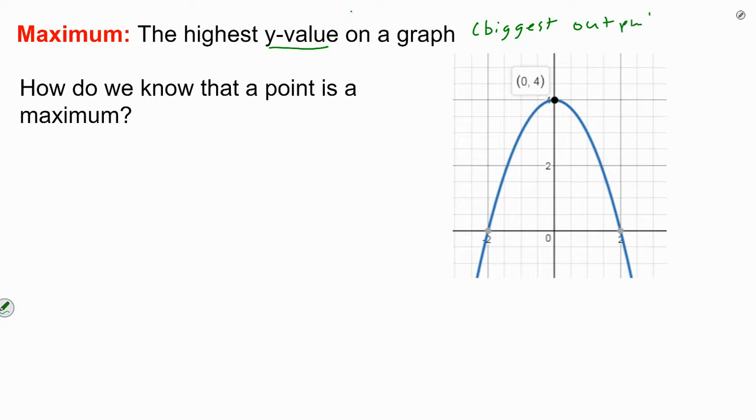Now, we use this in maximization problems where we're trying to find the biggest area of something. So it's the y value, not necessarily the point. The point does mean something. So that's the big thing we're looking for.